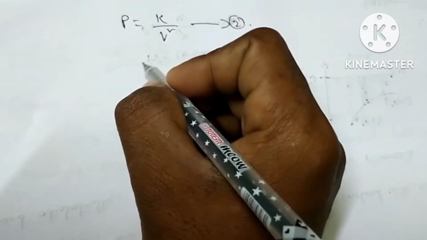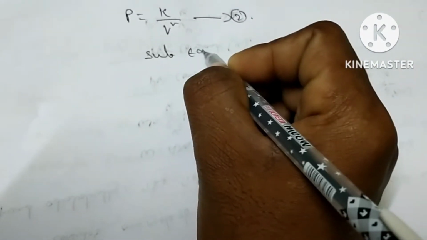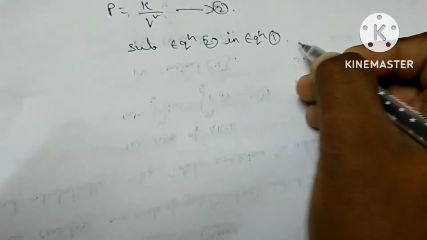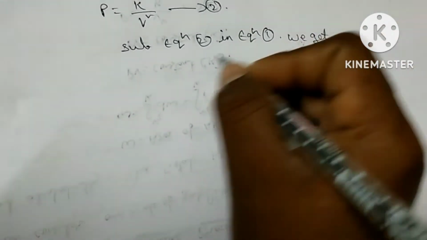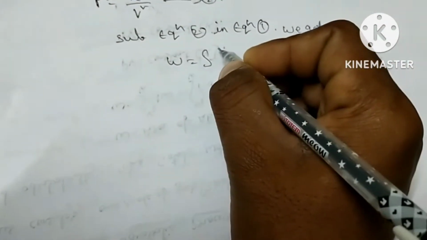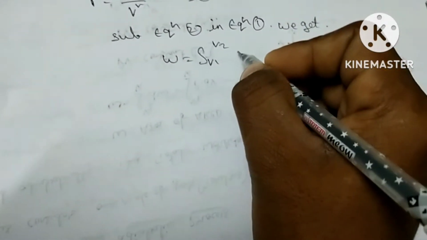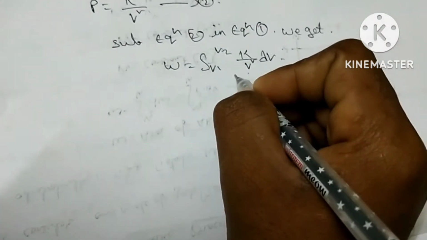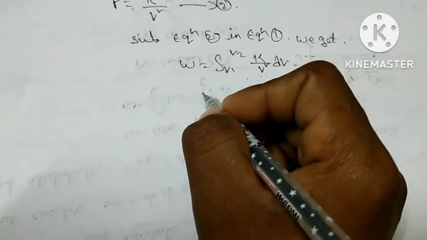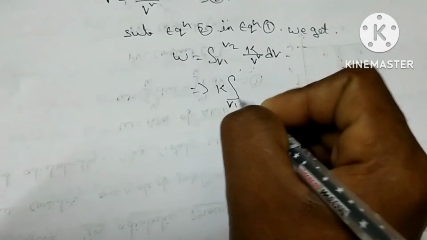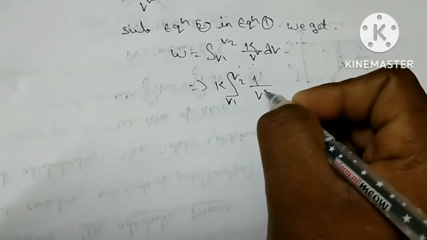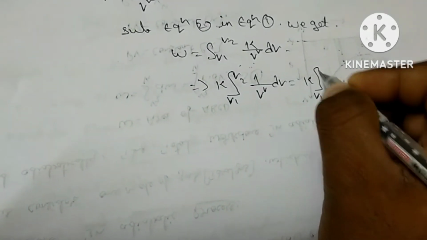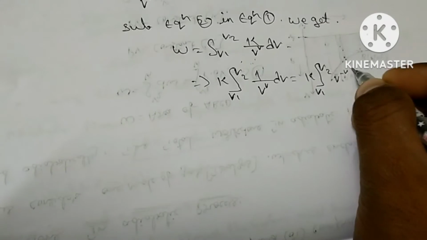Substitute equation 2 in equation 1, we get W equals integration V1 tends to V2 K by V^γ into dV. Here P value is K by V^γ. So it equals K integration V1 tends to V2 of 1 by V^γ into dV, equals K integration V1 tends to V2 V^-γ dV.